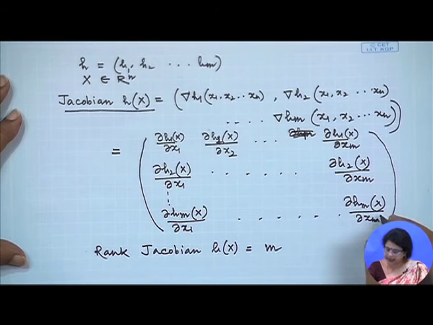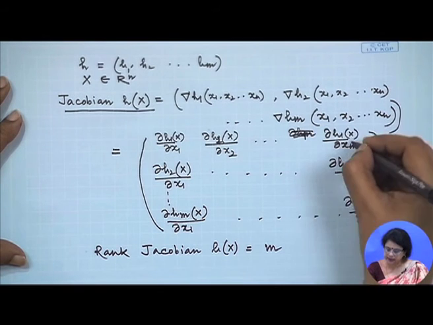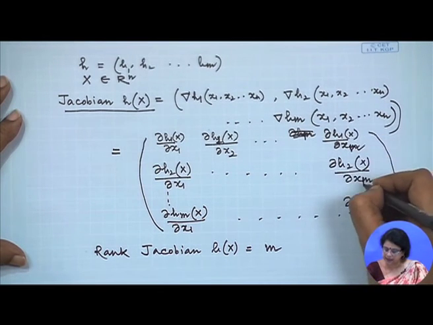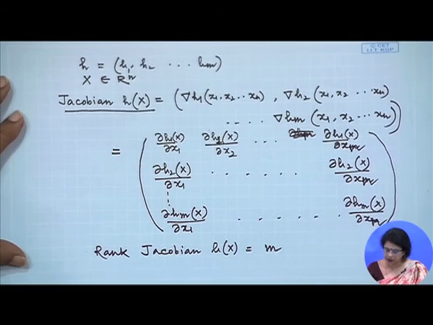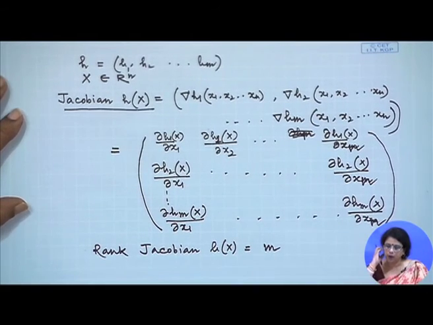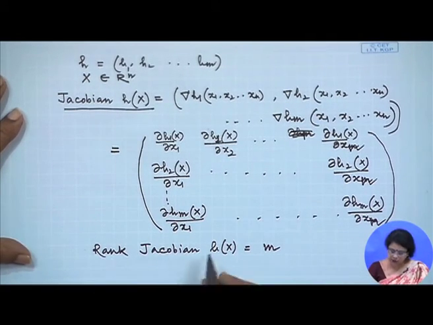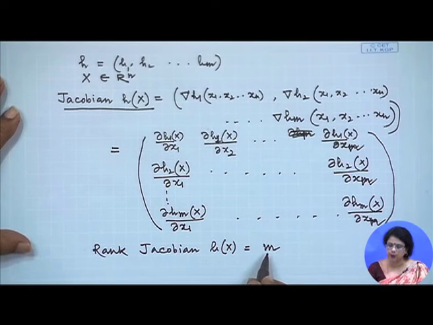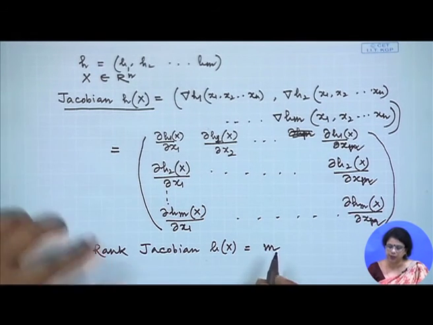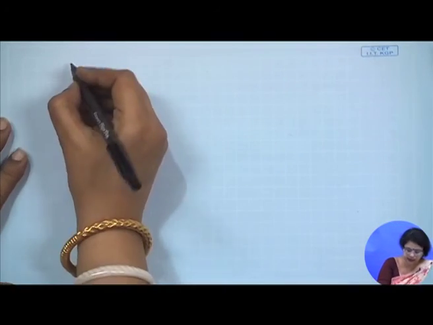∂Hm/∂xm, this is xm, xn. These are all n because there are n variables, these are not m. Now, we need to find out that the rank of the Jacobian of H(x) is equal to m. Not only that, we need to find out what the regular point is.